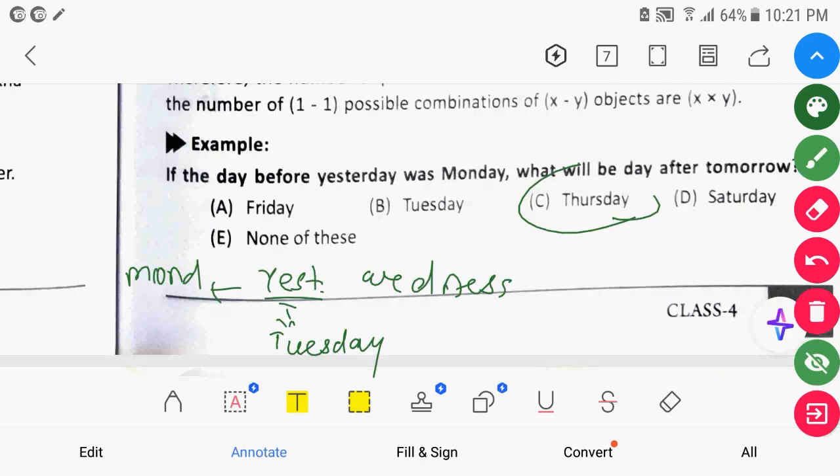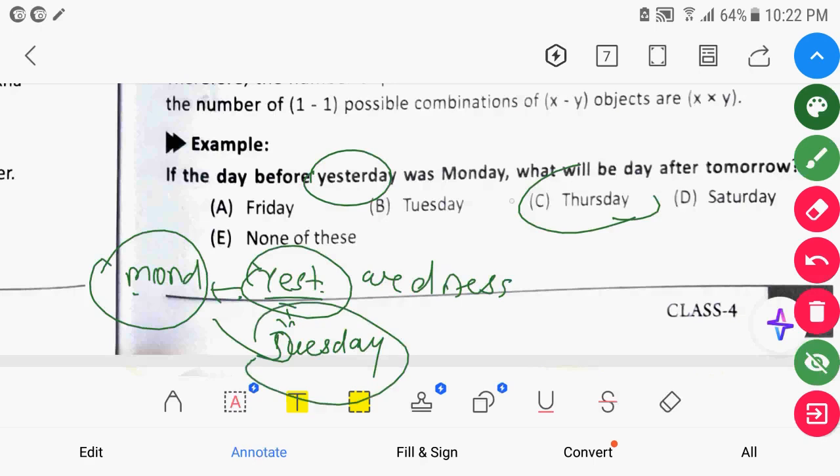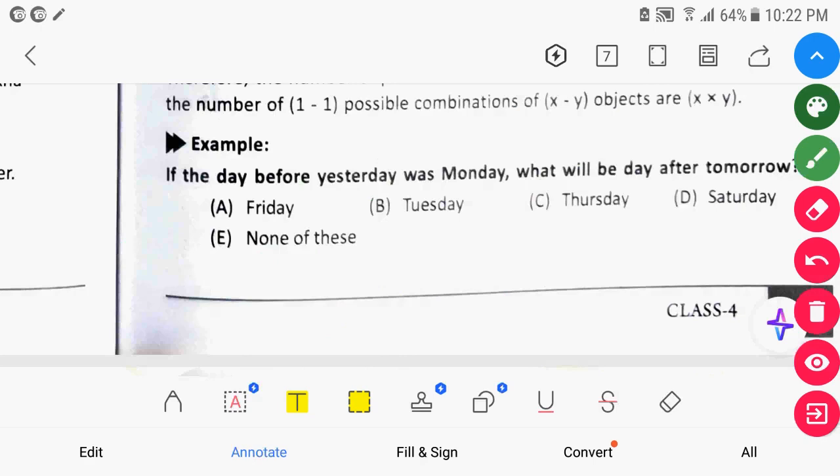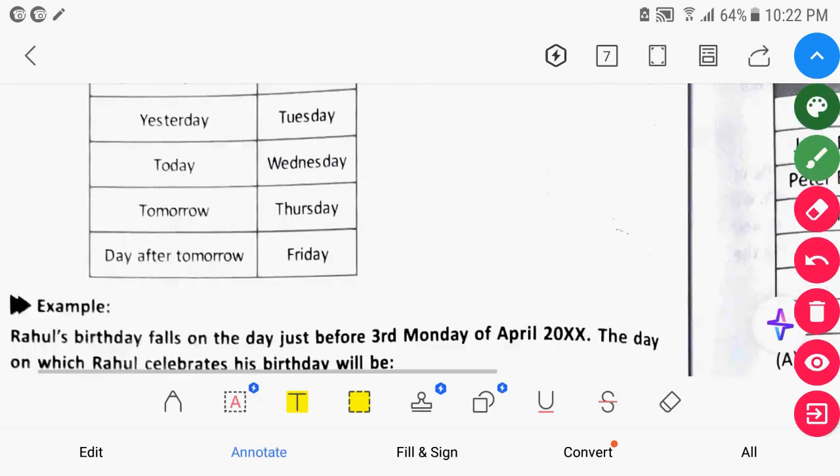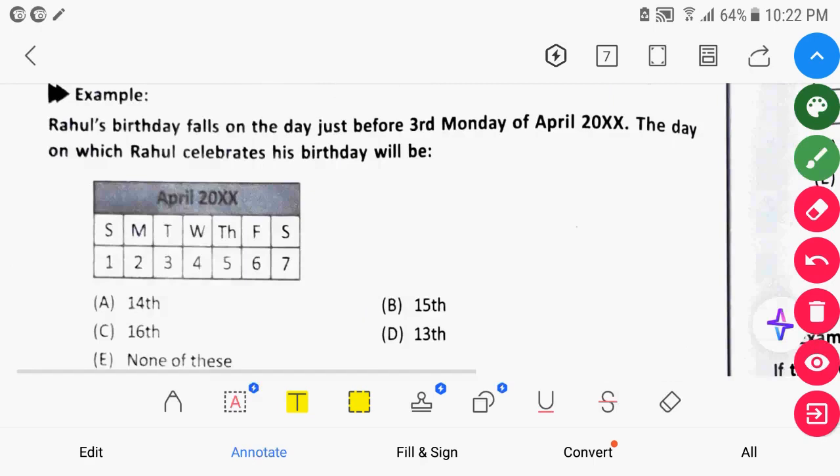Read the question carefully. Read each step of the question carefully and solve accordingly. So what we know, yesterday we know. So write down yesterday first. Then day before yesterday was Monday. So yesterday was Tuesday. Now what will be the day after tomorrow? So tomorrow will be Thursday. Sorry. And the day after tomorrow will be Friday. Sorry, not Thursday. It will be Friday.